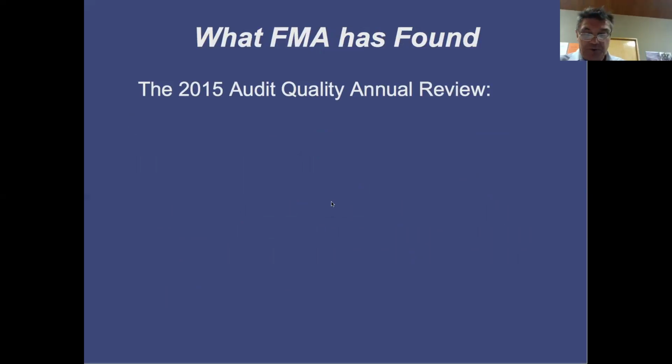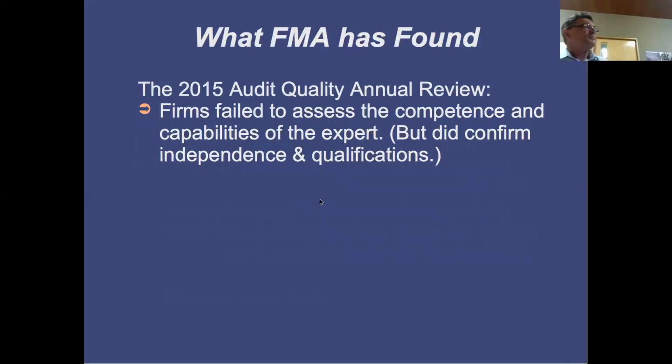So what has the FMA found? Well, interestingly, there was damn all in the 2016 report, but quite a lot in 2015. So let's hope that this means that licensed auditors are getting it right. And this was an interesting one. Firms failed to assess the competence and capabilities of the expert. But they did, it was acknowledged, they did confirm independence and qualifications.